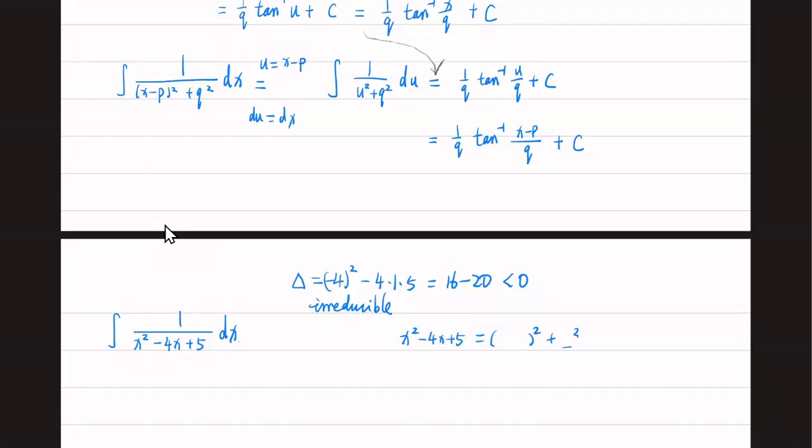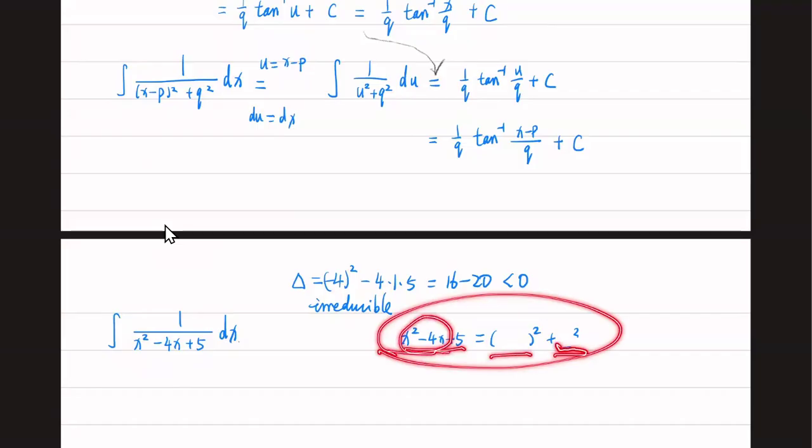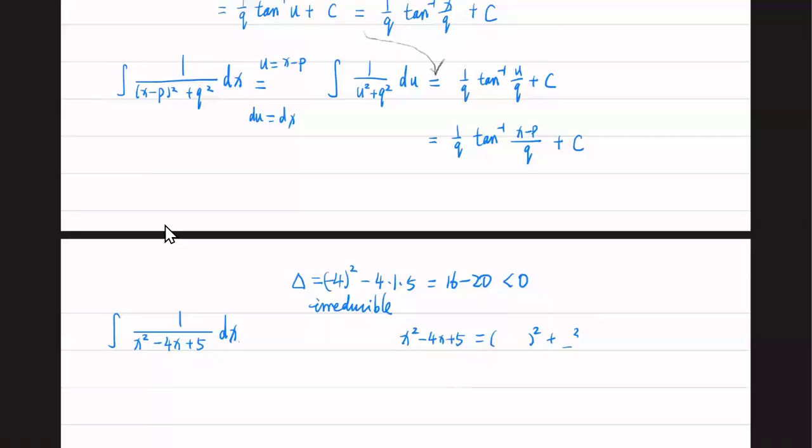Finish completing the square. How do we make it a complete square? x squared minus 4x plus something gives us a complete square. Plus 4, we get x minus 2 squared. What's the leftover?